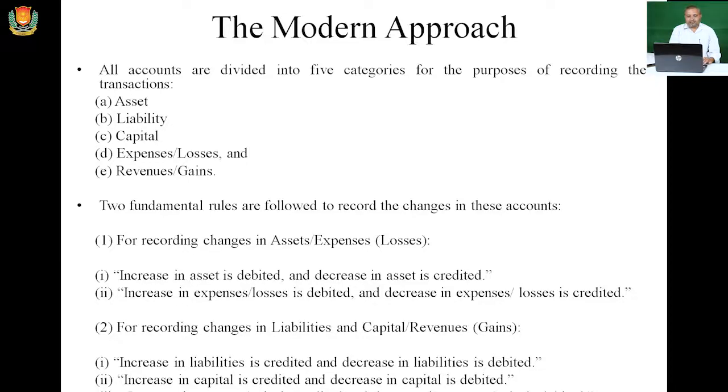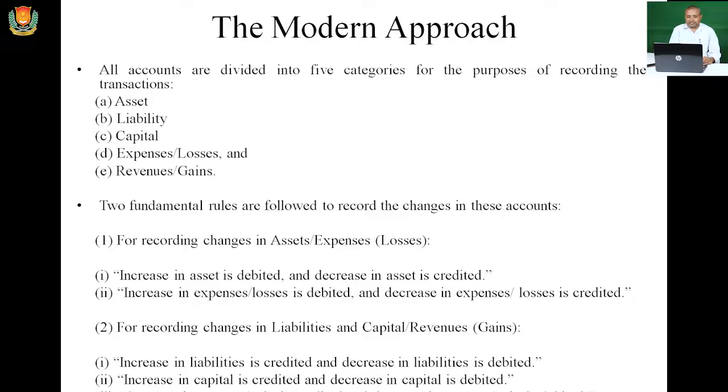Accountants worldwide have developed some rules on the basis of this categorization. For recording changes in assets or expenses or losses, the rule is increase in asset is debited and decrease in asset is credited. Whenever any asset is purchased, it is debited, and whenever any asset is sold out, it is credited. Second, increase in expenses and losses is debited, and a decrease in expenses and losses is credited.